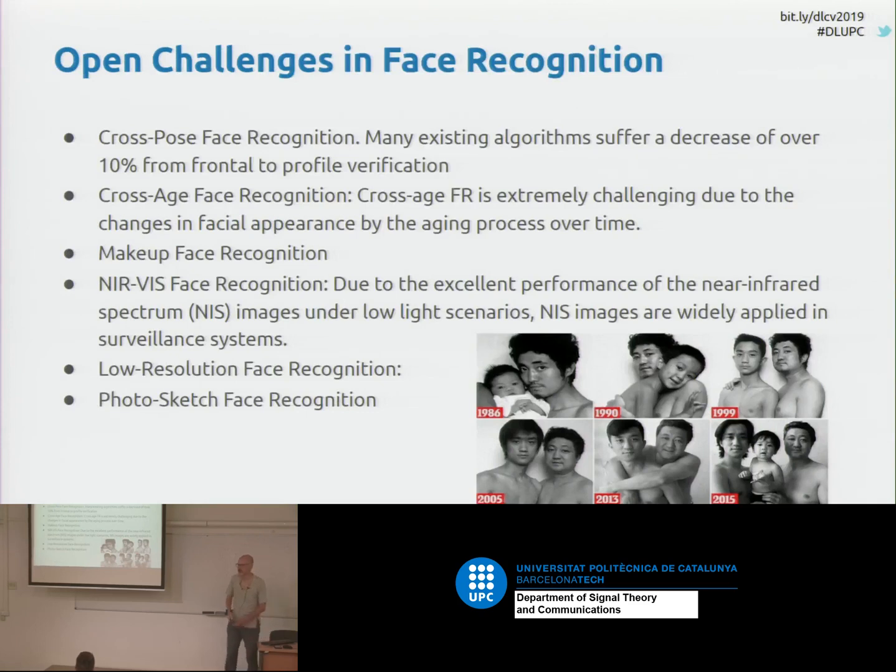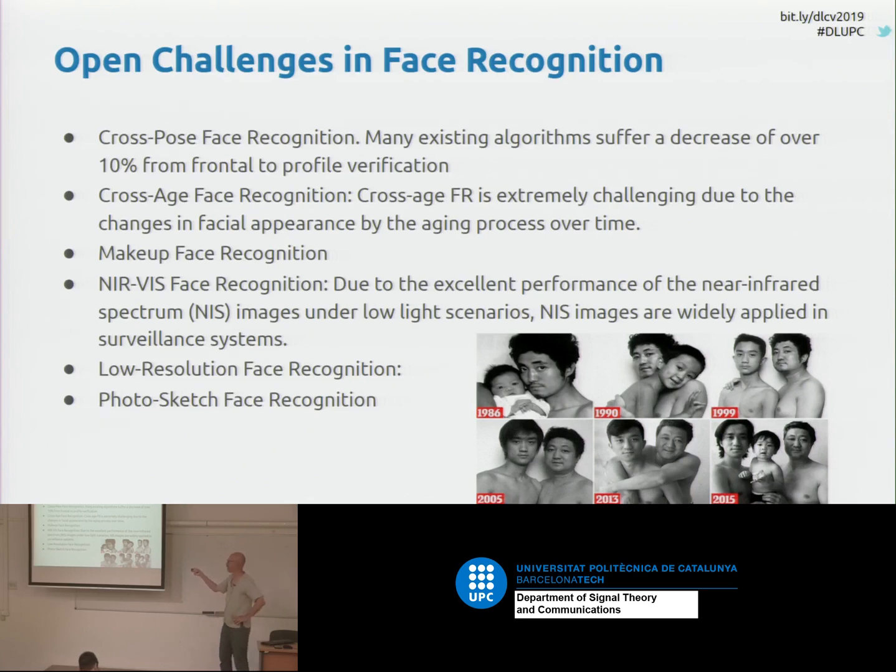Okay, to summarize, we still have some open challenges in face recognition. Nowadays there are very good systems for face recognition, but there are still a lot of challenges. For instance, in cross-pose face recognition, if you have frontal images in your training set and then you test with profile images, the performance drops quite a lot. Also, the age of the persons is a problem because we experience a lot of changes along time, and we are quite different when we are old and when we are young.